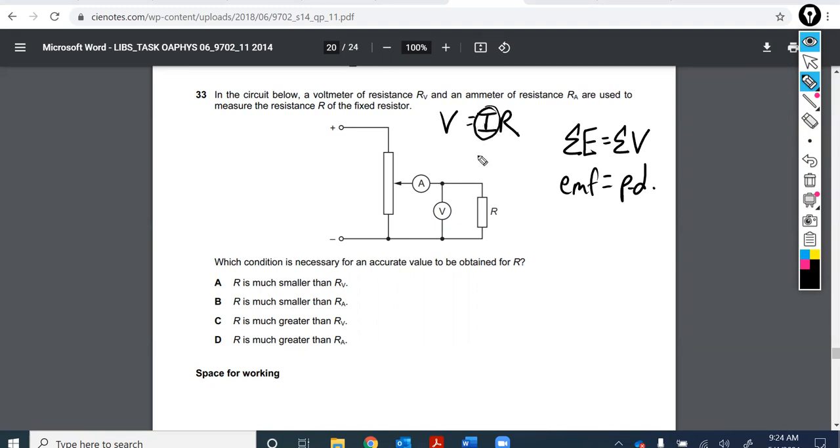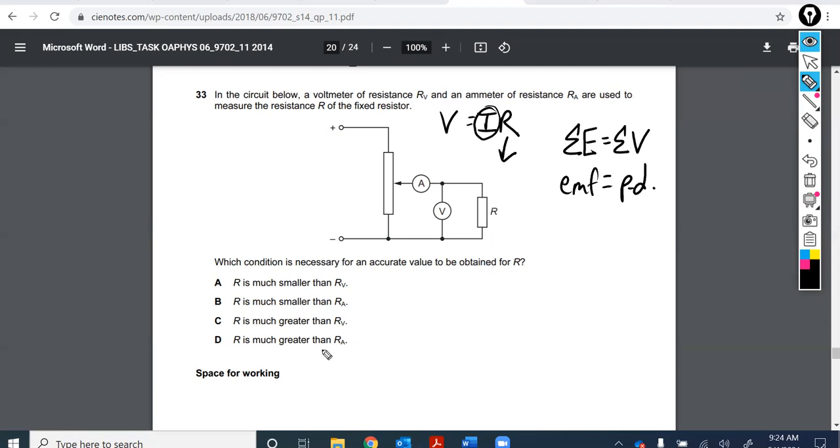So we design the ammeter with incredibly low resistance. Ideally, it would be 0 so that no volts drop across the ammeter, okay? So the ideal ammeter has really, really low resistance, basically 0. But be careful that you don't focus too much on that right away and then look at choice D and say, well, R is much greater than this if this is 0. Does that have to be true? Is that necessary to get an accurate value?